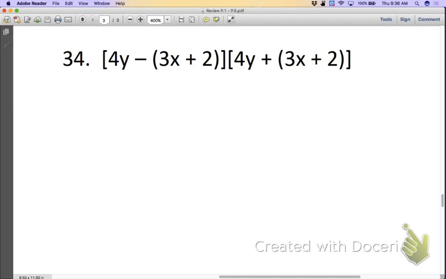Like on 34, there's the 4y, and then there's the 3x plus 2, and then there's a 4y and a plus 3x plus 2, right? Don't overcomplicate it, because what if there were only two terms? What if it was just 4y minus 3x and 4y plus 3x? What would you do?